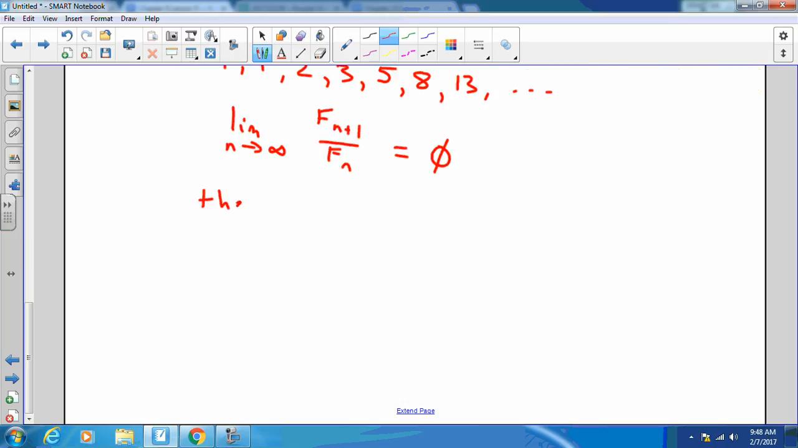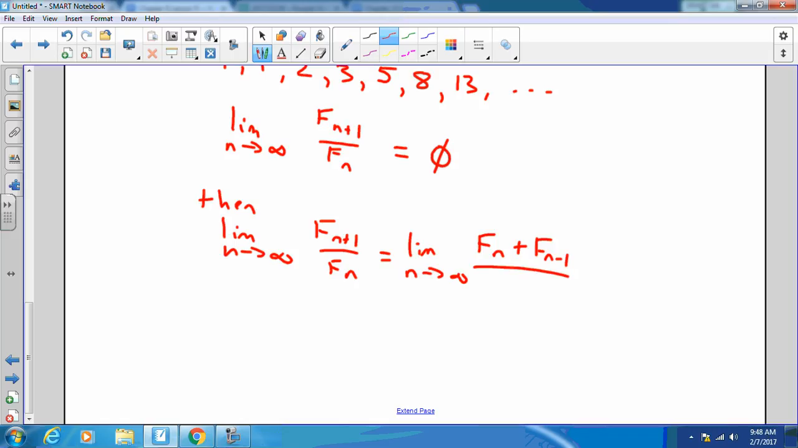Then the limit as n goes to infinity of f(n+1) over f(n), appealing to my recursion relation, f(n+1) is equal to the sum of the previous two terms, f(n) plus f(n-1). But now just do a little bit of algebra and write this as 1 plus f(n-1) over f(n), like so.